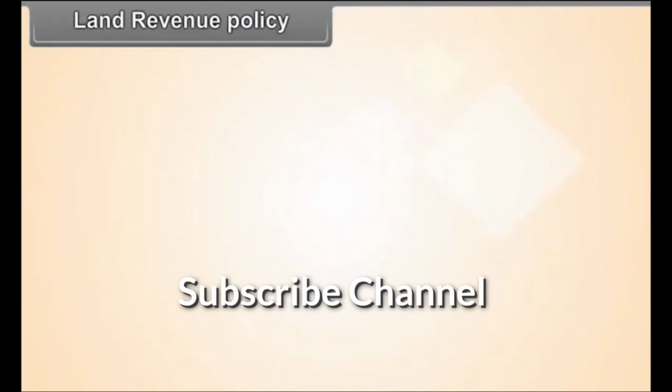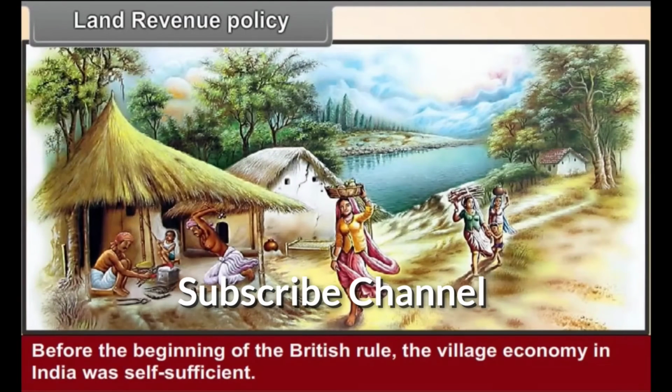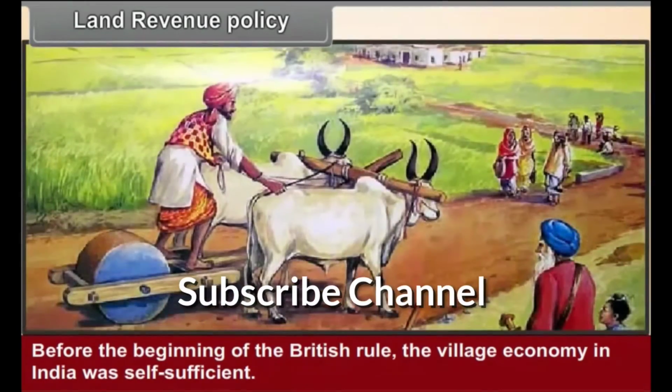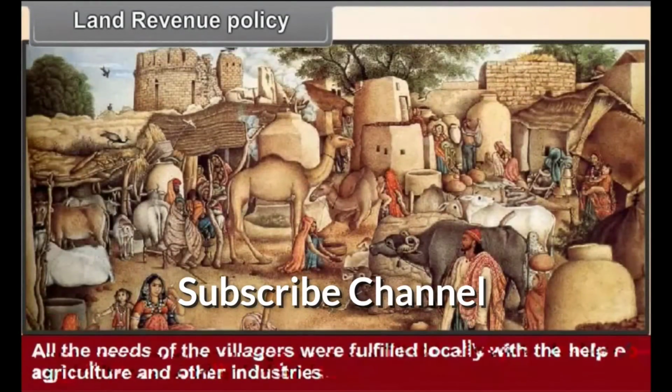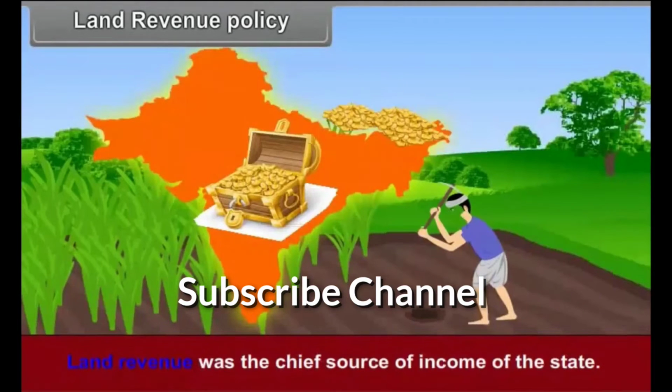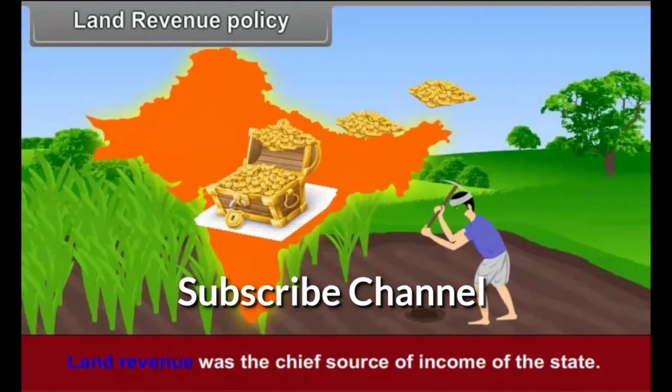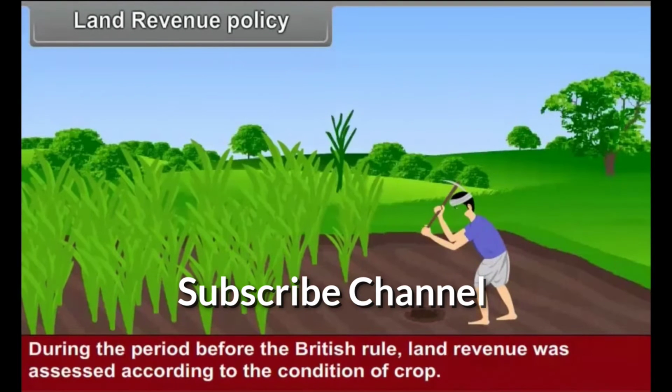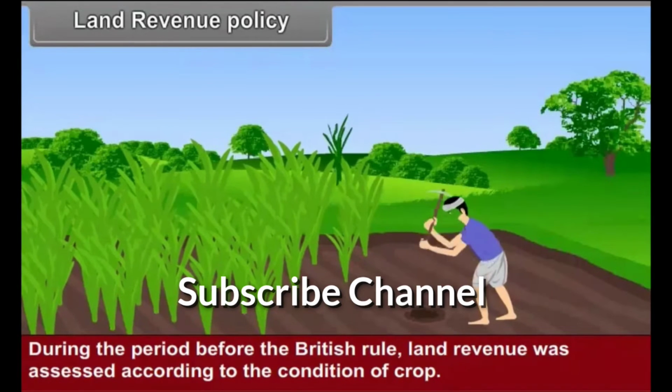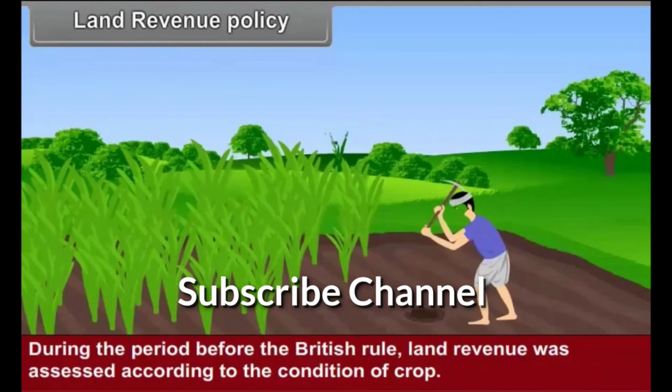Land revenue policy. Before the beginning of the British rule, the village economy in India was self-sufficient. All the needs of the villagers were fulfilled locally with the help of agriculture and other industries. Land revenue was the chief source of income of the state. During the period before the British rule, land revenue was assessed according to the condition of crop.